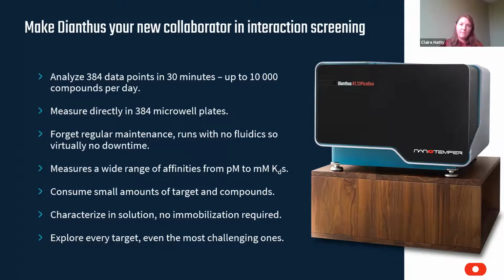And it measures, like the Monolith, a wide range of affinities and uses a small amount of your target sample and your ligands. So again, you can characterize in solution, so you don't need to immobilize, and explore lots of different types of targets and interactions with the same device. So they're very similar, just the format is a bit different for each, and I guess the throughput.